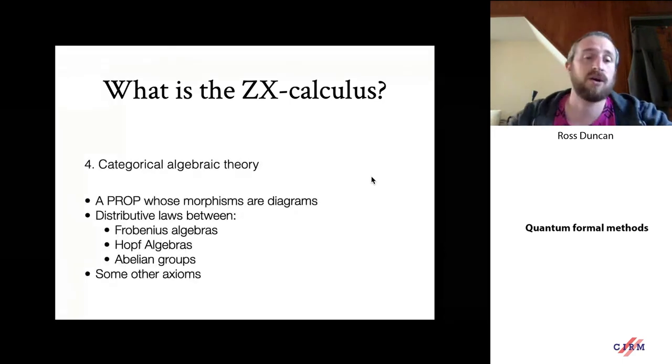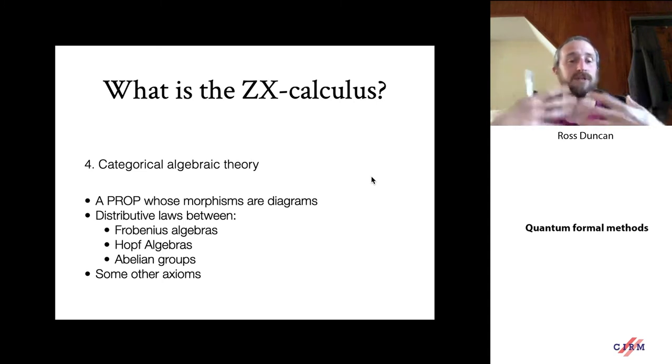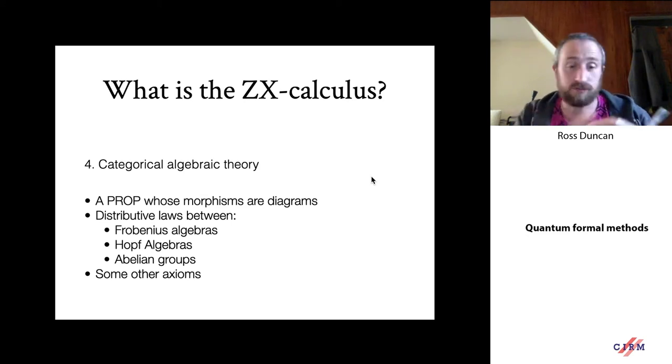It's also a categorical algebraic theory. So the diagrams I've been talking about so far, they form what's called a prop, or rather there is a prop whose morphisms are those diagrams. And it's essentially built by a stack of distributive laws on different kinds of algebraic structures which are there. And of course, because it all interprets back into Hilbert spaces, then we know that these algebraic structures are actually hiding in standard presentation of quantum theory all the time.